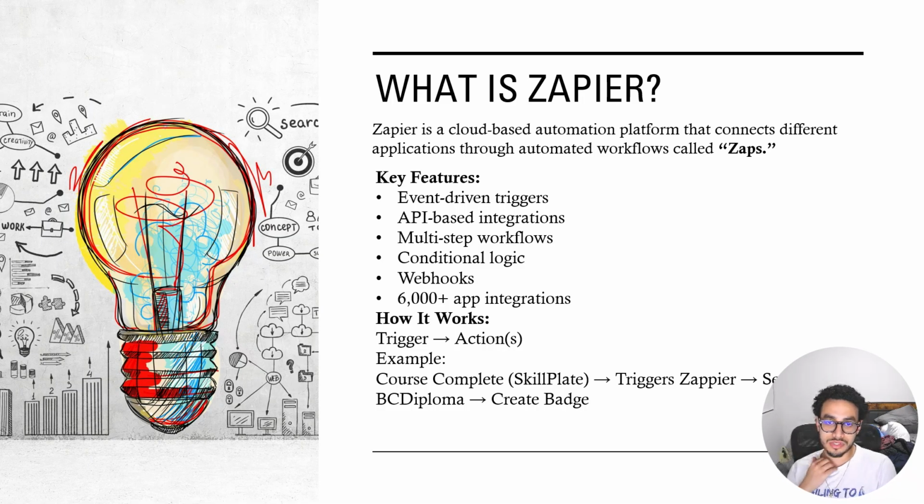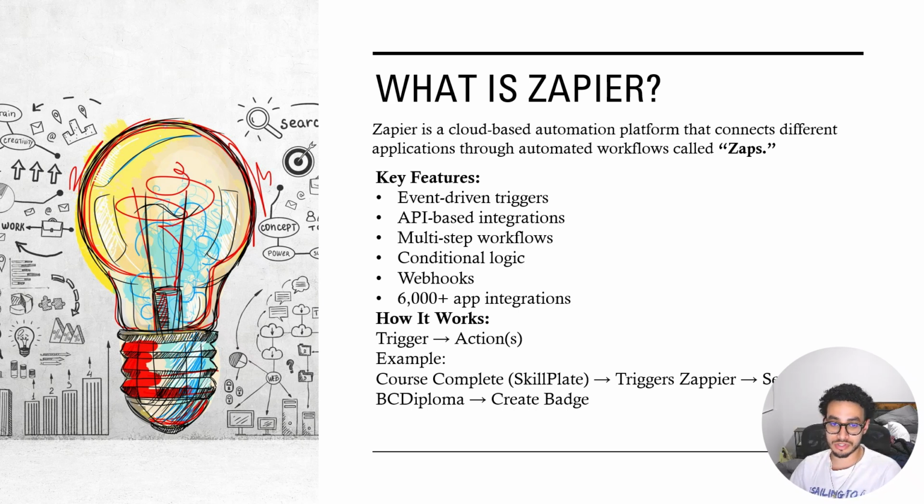So what is Zapier? Zapier is basically a cloud-based automation platform that connects different applications. Okay, and the workflows we call Zaps. The key features: it triggers events, which we're going to go over in a second. Also, it has API-based integrations, as well as multi-step workflows, conditional logic, webhooks, and 6,000-plus app integrations. So one of the applications that we're using is actually on there.